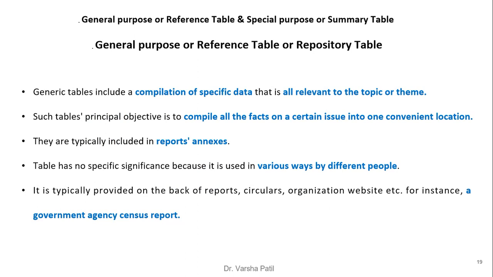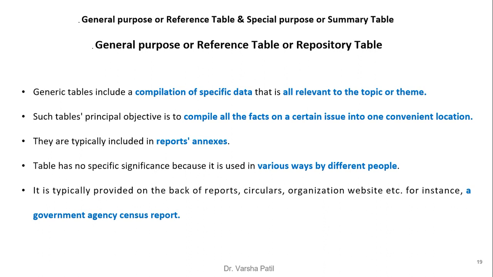Next is general purpose or reference table and special purpose or summary table. Now we will see first general purpose or reference table, or repository table. Generic tables include a compilation of specific data that is all relevant to the topic or theme. Such a table's principal objective is to compile all the facts on certain issues into one convenient location.